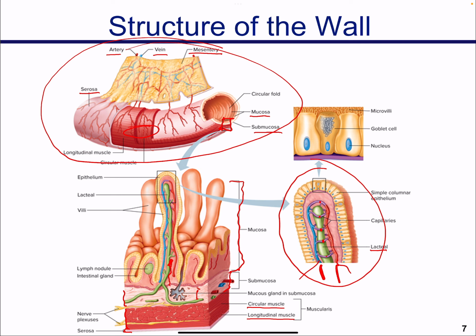And the last thing I want to mention is that the epithelium, it's a simple columnar epithelium almost throughout the digestive tract. Almost, not everywhere obviously, but most of it, right? The small intestine, the large intestine, it's all simple columnar epithelium.